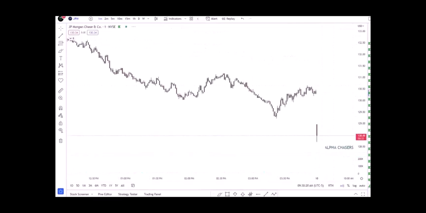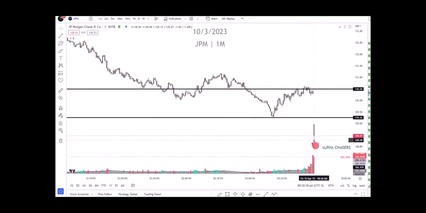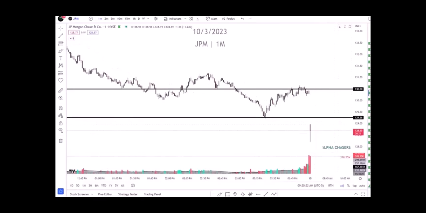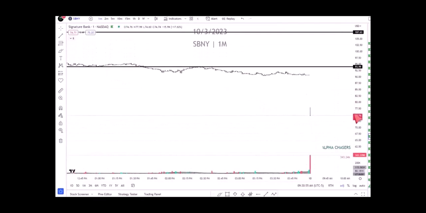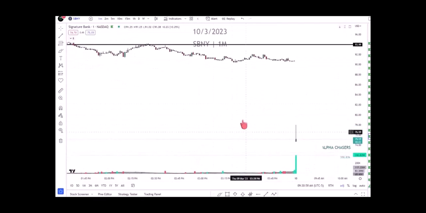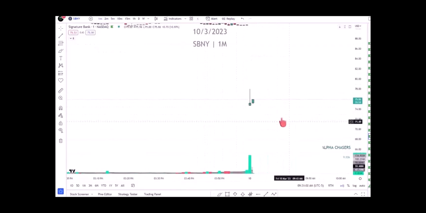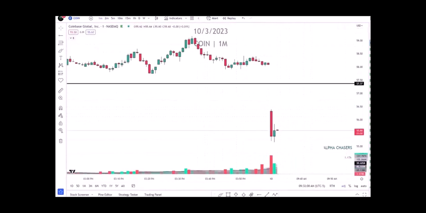JP Morgan's obviously coming in a little harder, but there might be a trade there, guys. So we're going to watch that. You're already seeing it. They're already going after SBNY. They're not giving that any breathing room at all. Let's watch that second bar on SBNY and see how that acts.